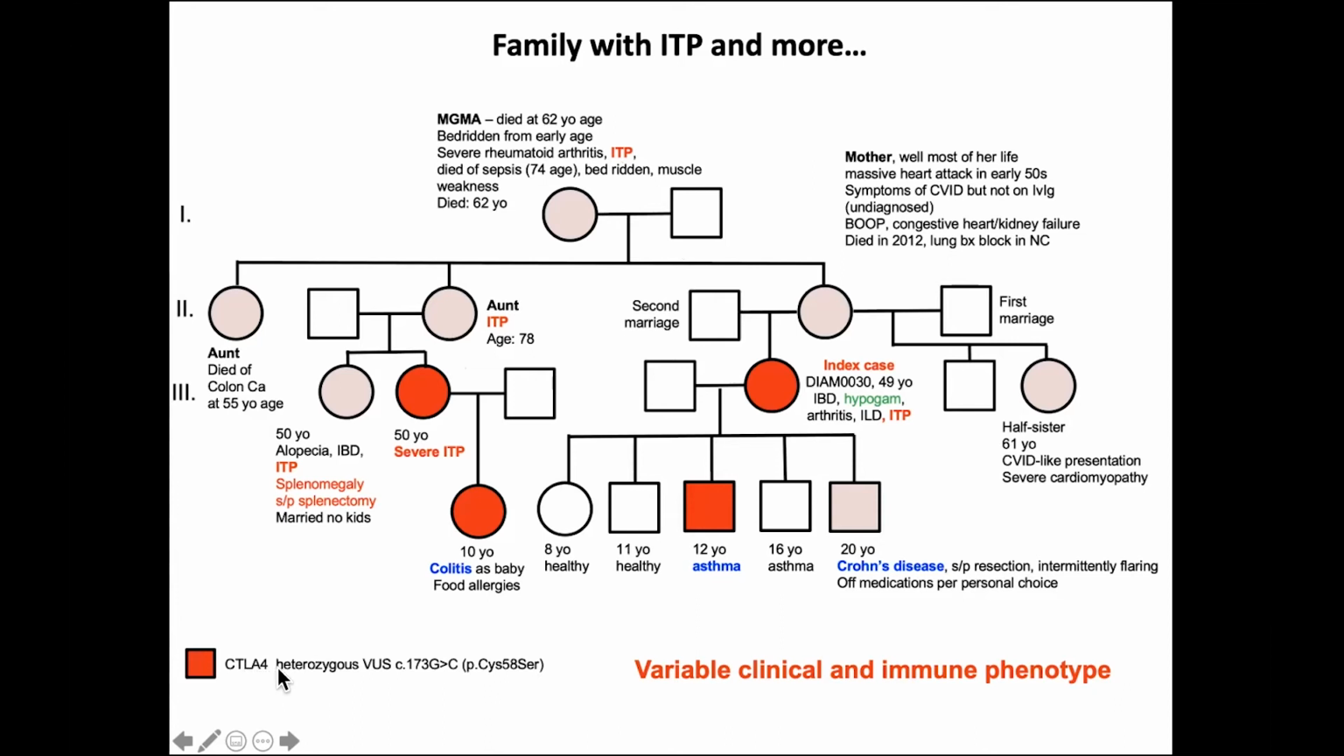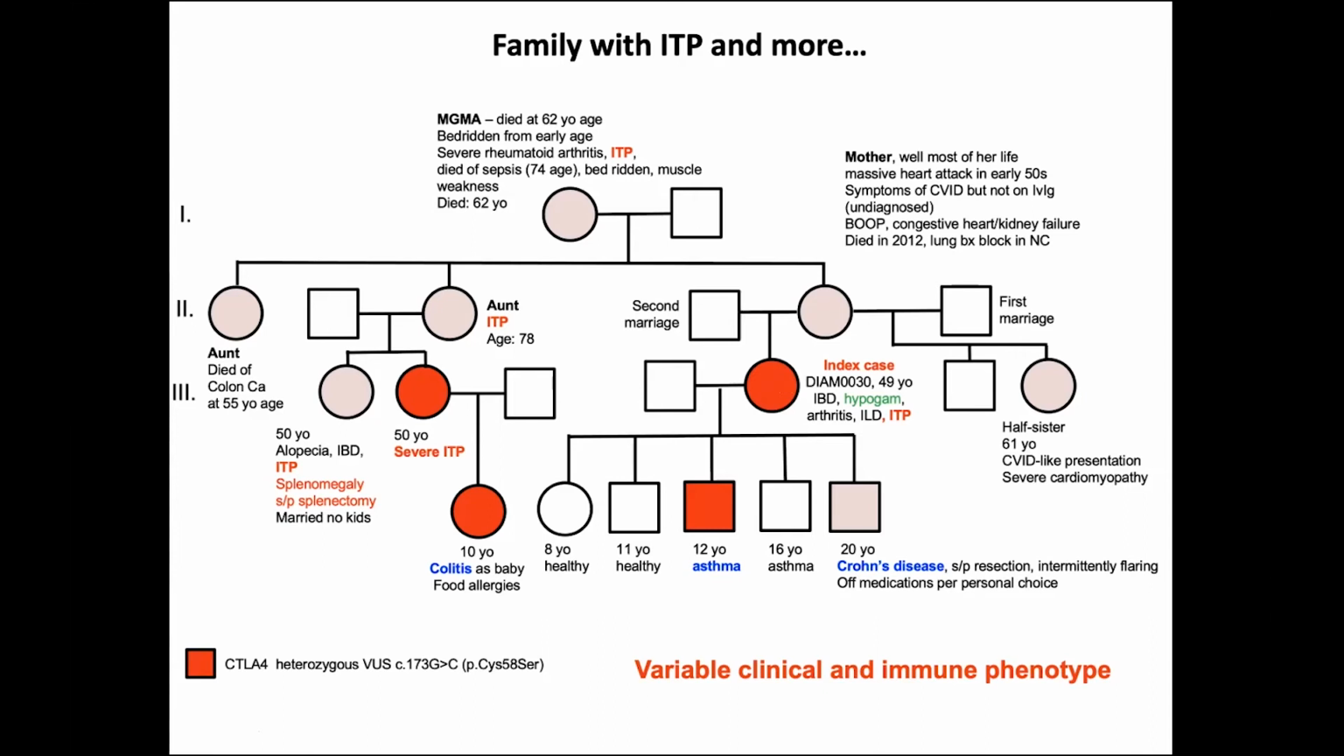The CTLA-4 variant was a variant of uncertain significance, which means that it has not been published before in the context of this disease. So the family started to test other members of the family to see who has this variant, and this is why our patient ended up with the diagnosis. And we tested her children further and found another family member, a little boy who also had the CTLA-4 variant with asthma.